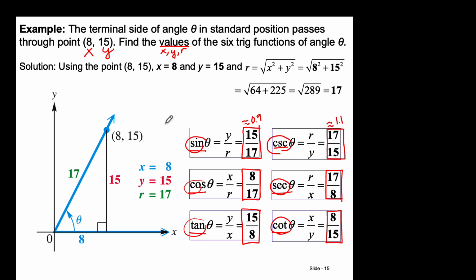So MyLab and Mastering is very good about asking you for a value. It'll have a blank where you enter your answer, and then directly below the answer in parentheses and written in dark blue, it'll tell you exactly how they want the answer. So it'll say like approximate to the nearest tenth.